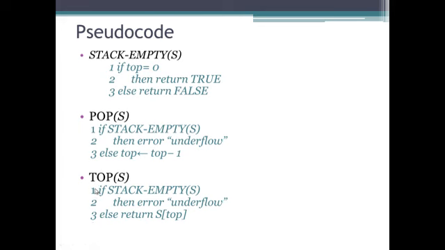The top method is used to return the topmost element. There won't be any change in the top index, but only the element that is indexed by top will be returned. So again, for returning the top value, the stack should not be empty. So again, here we check the empty condition of the stack. If the stack is empty, then we print error underflow. Otherwise, the stack is not empty, and whatever is indexed by the top in the stack is returned.